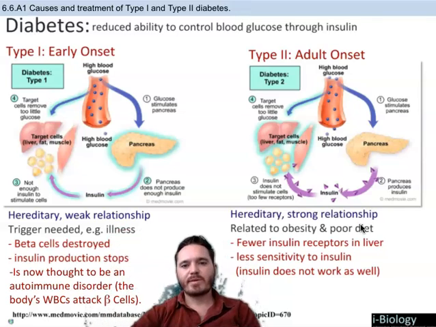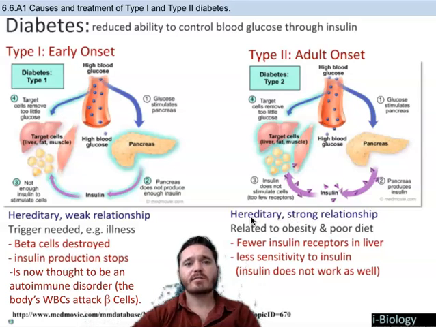Type 2 diabetes is thought to have a stronger hereditary relationship and usually does come on later in life, although it can happen earlier in life as well. And it is also related to obesity and poor diet. So if you are obese and have a poor diet and are not exercising and taking care of your body properly, then it's more likely that you can have an onset of type 2 diabetes.